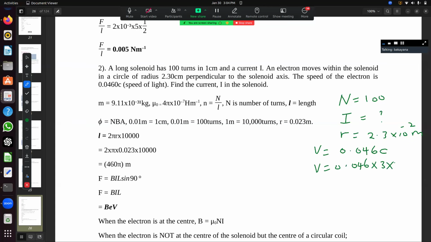Is it 3 times 10 power 8? Yes. So that's the speed of an electron. Find the current I.